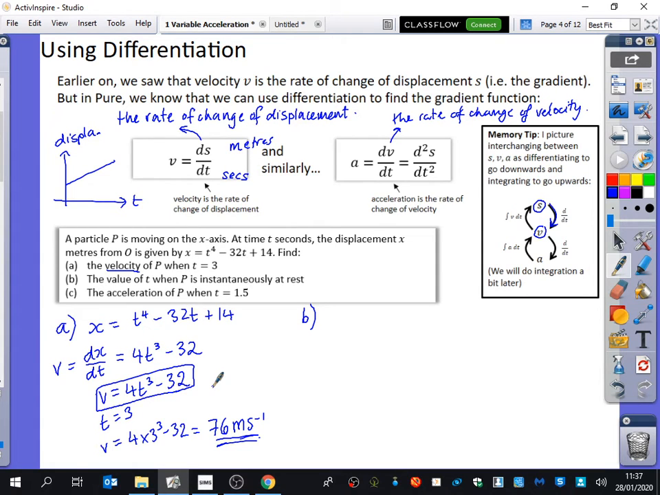It says, find the value of t when p is instantaneously at rest. If it's at rest, what does that mean? It means that v is equal to 0. So we've now got that v equals 0. So 0 equals 4t cubed minus 32. Add the 32 and divide by 4, and you get 8 is equal to t cubed. So t is equal to 2.